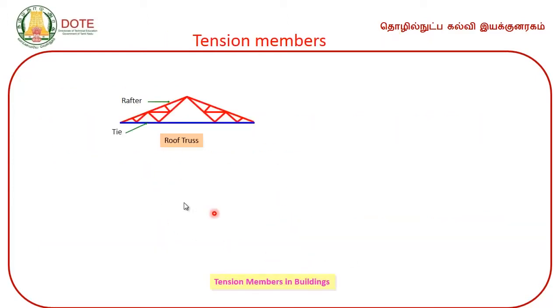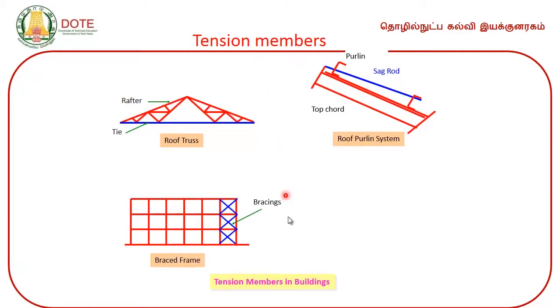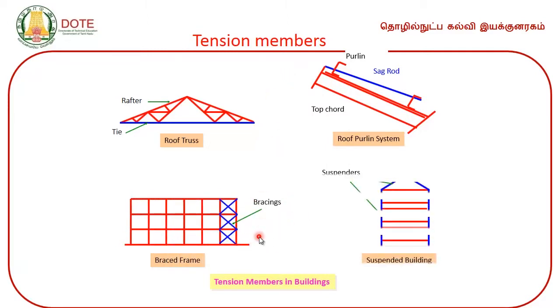And of course, these are the examples of tension member. This is a roof truss, and the bottom chord member that is shown in blue line is nothing but the tie member, and the sag rod between the purlins, shown in blue, is also called a tension member. Here it is a tie member in a roof truss and a sag rod in the purlin system, all tension members. Again, these are all examples for tension members.